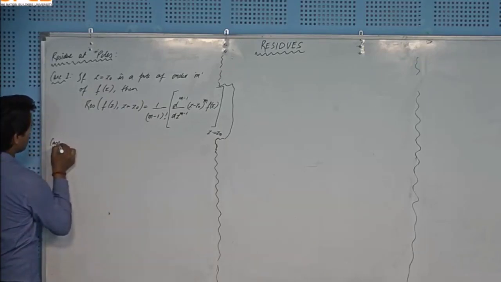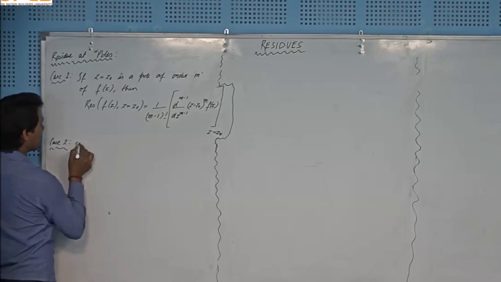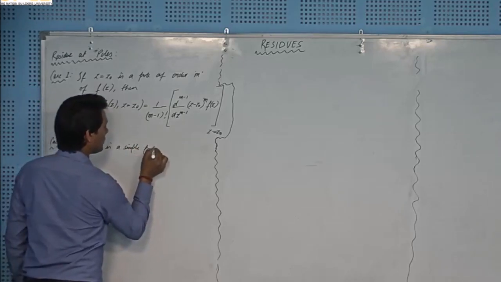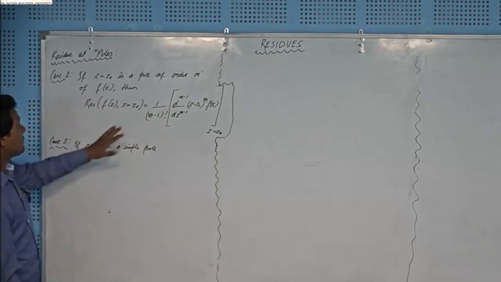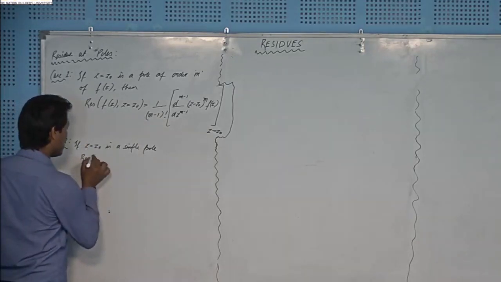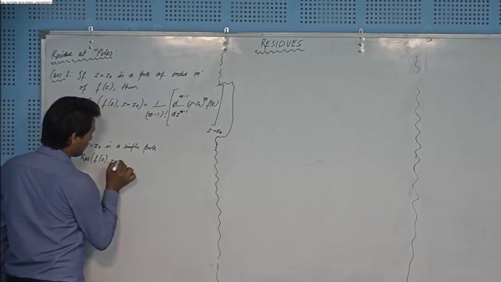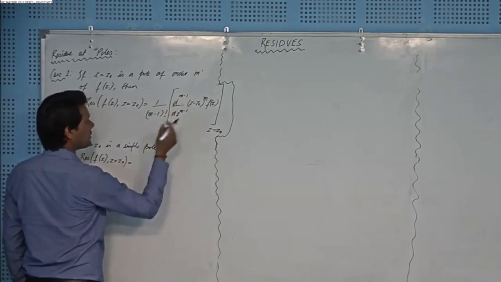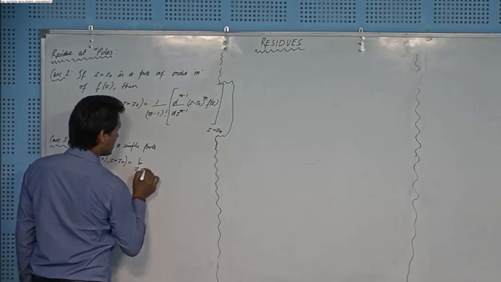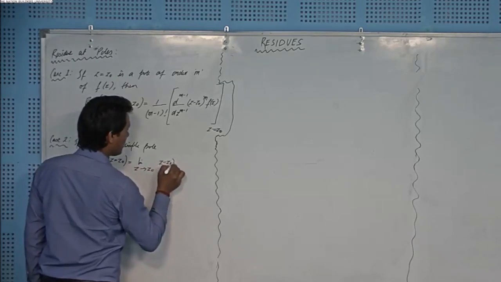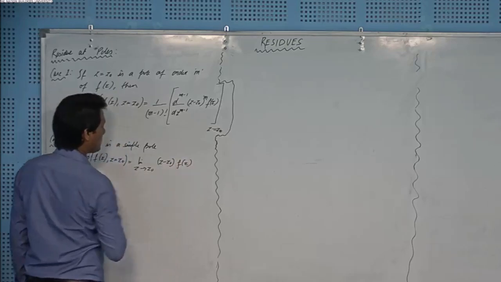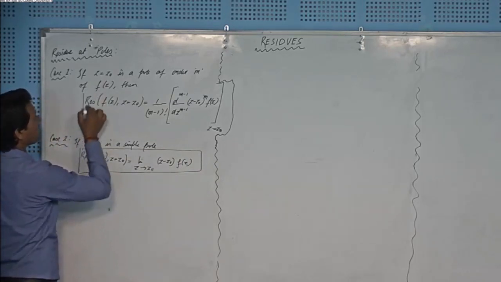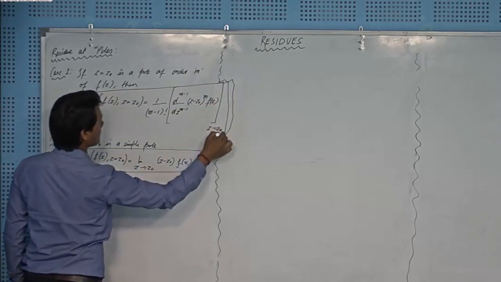And case 2, which is a special case of this, if z equal to z naught is a simple pole, that is a pole of order 1. You just substitute m equal to 1 here. You will get the residue of f(z) at z equal to z naught: this term will be 1, and the derivative is of order 0. You will have the limit z tends to z naught of (z minus z naught) multiplied by f(z). So we'll have two formulas: one for a simple pole and another for a pole of mth order.